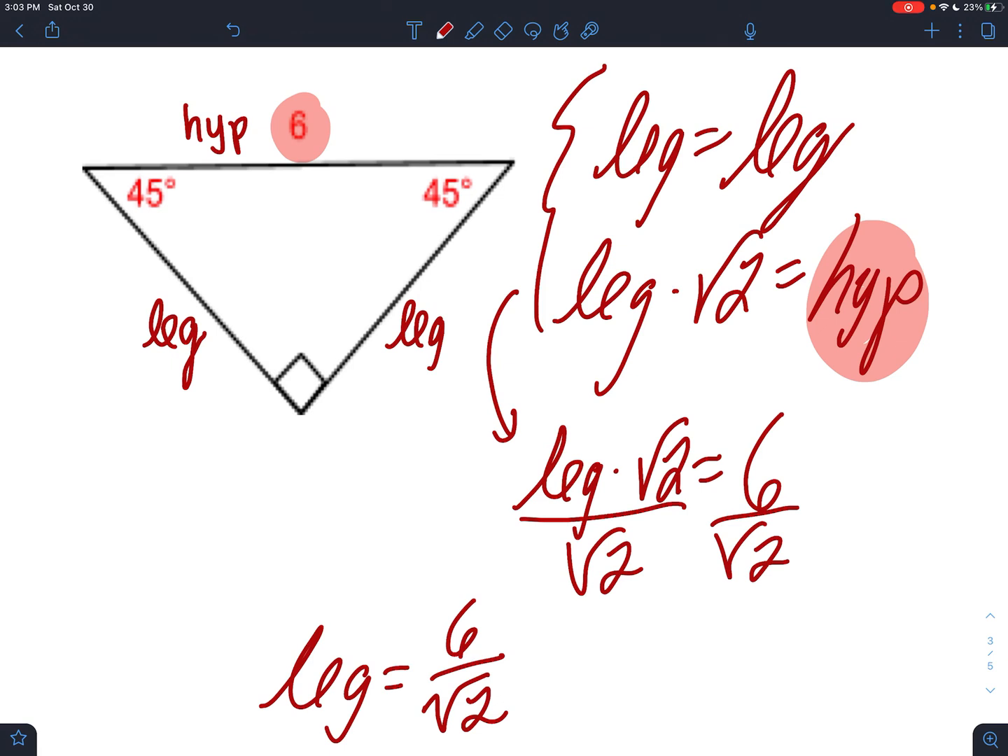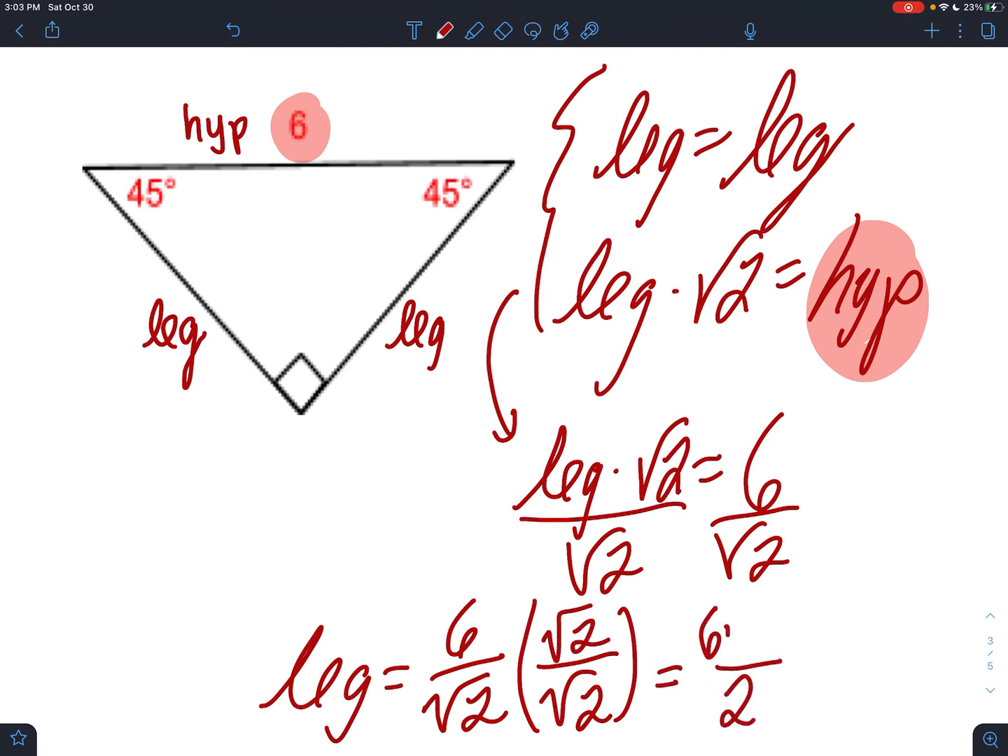But what I told you earlier, that's not in simplest radical form. We got to get that square root out of the bottom. So we multiply the same to the top and the bottom, and then right away, we even get rid of the fraction as a whole, which is a big success. Much simpler than dividing by a radical. So that's the leg.